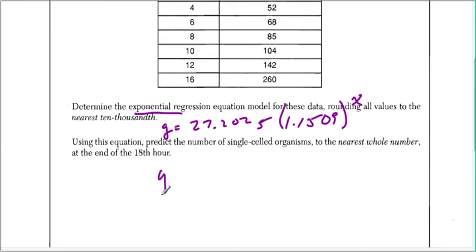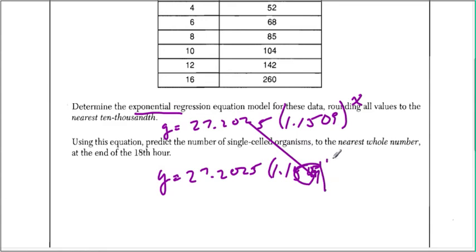And then we're going to do y is equal to 27.2025 times 1.1509 to the 18th. Oh, something wrong. 9 to the 18th. Good. Alright, so that's equal to about 341.